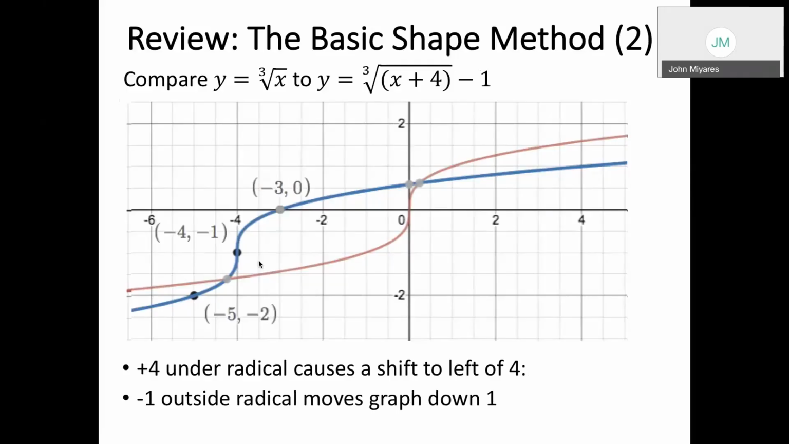So the other points on the graph are in the same relative location as they were on the original cube root function. Instead of the point (-1, -1), we have the point (-5, -2). Instead of the point (0, 0), we have the point (-4, -1). Or instead of the point (1, 1), we have the point (-3, 0).